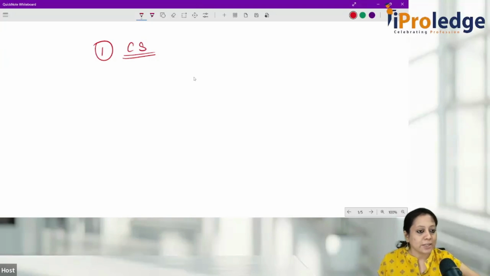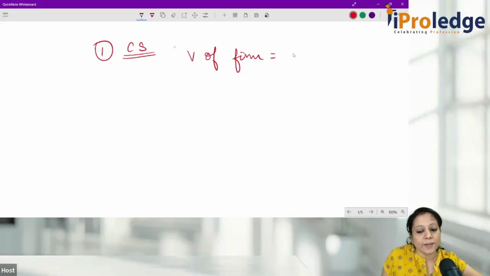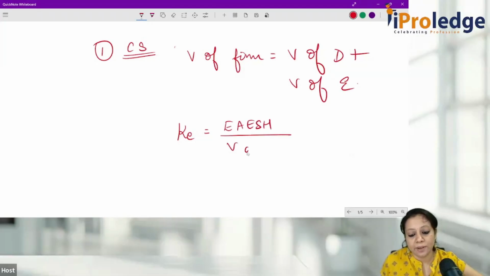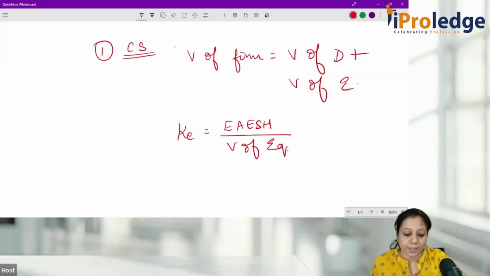Yesterday, having done capital budgeting and cost of capital, in capital structure, what are the things that we should take care of? One of the things is we get introduced to the basics. That is, what is the value of firm? It is very simple. The value of debt plus value of equity. All right. Next, there is a formula wherein KE is equal to earnings available to equity shareholders divided by value of equity, the formula that we have learned.